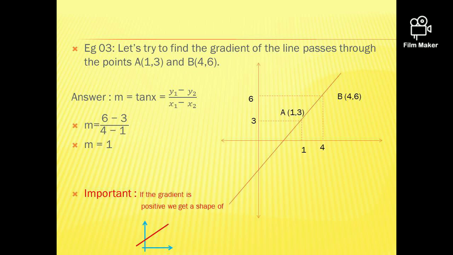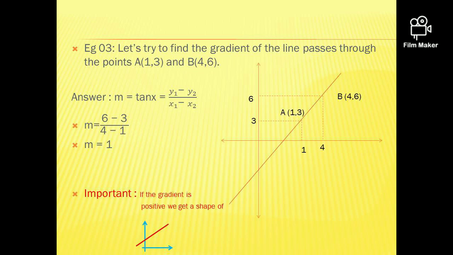Doesn't matter which way you select, whatever the way, you get the same answer. From this question I have considered x1 y1 as 4 6 and x2 y2 as 1 3. With that, y1 minus y2 would be 6 minus 3, that is y coordinate of B minus y coordinate of A. Then x1 minus x2, that means 4 minus 1, so x coordinate of B minus x coordinate of A. So if you consider B as x1 y1, A should be considered as x2 y2. Therefore, you obtain the answer gradient equals 1.